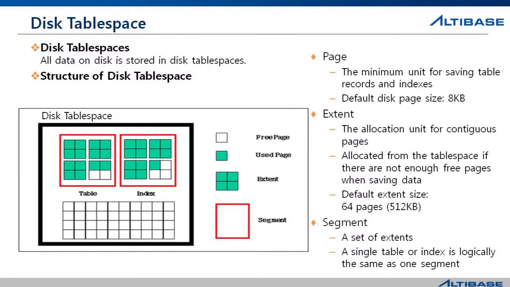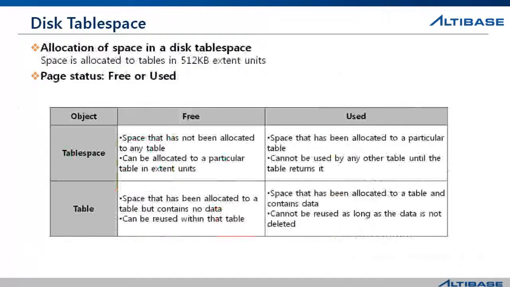A segment is a set of extents. The red square in the diagram represents a single segment. So a single segment is logically the same as one single table or an index. When you look at the diagram, there are some free pages. The white ones are the used pages, and the green ones are in the red square. That is because pages are allocated by extent. For this table space, the space is allocated to tables in 512 kilobyte units.